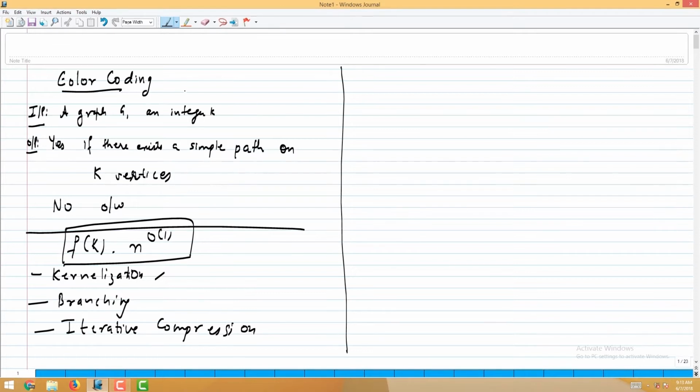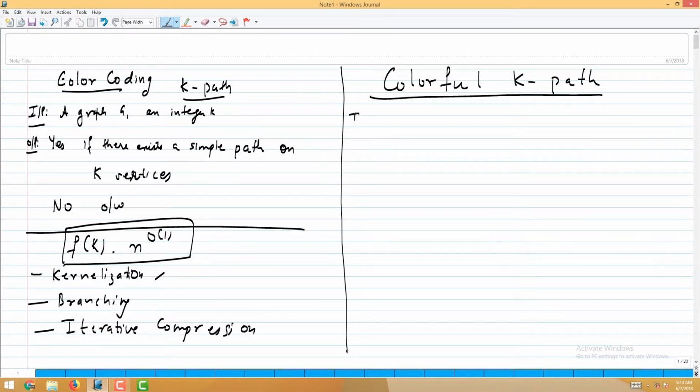So, okay, this problem is called the k-path problem. So, I'm now defining what is the colorful k-path problem. In the colorful k-path problem, again, in the input we are given a graph G and an integer k and a coloring of the vertices of the graph using k colors. So think of the input graph as being colored with some k colors.